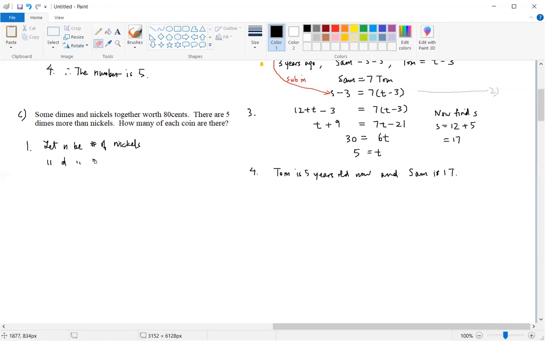Okay, he doesn't detect my separate strokes like this. Okay, let D be number of dimes.